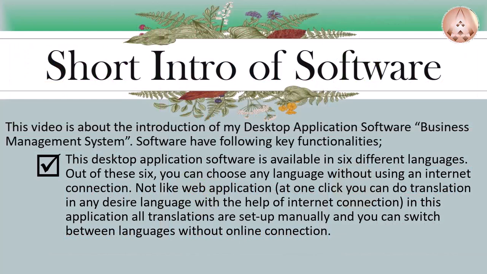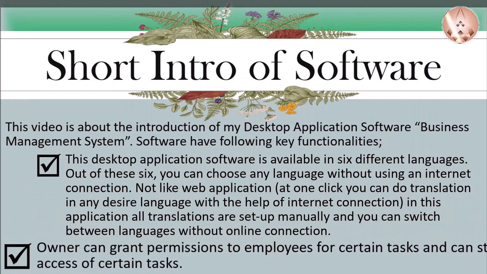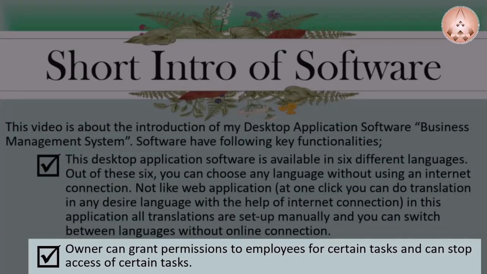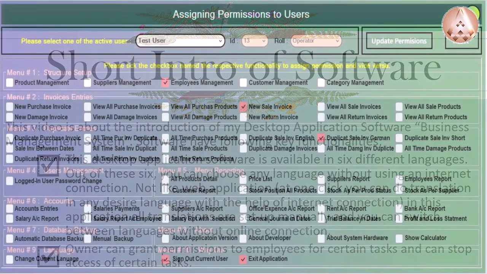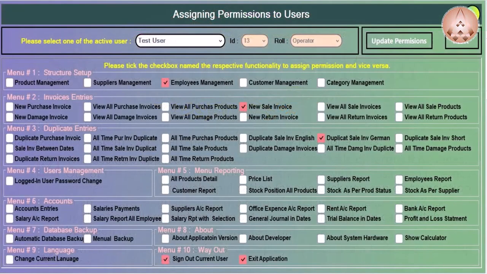So let's proceed to the next key functionality of the software. In this software, the owner can grant permissions to employees for certain tasks and can stop access to certain tasks. Here is the screen for granting permissions. From here, by adding a tick mark on the checkbox of the respective functionality, the business owner can grant permissions, and by removing the tick mark, can remove the permissions.